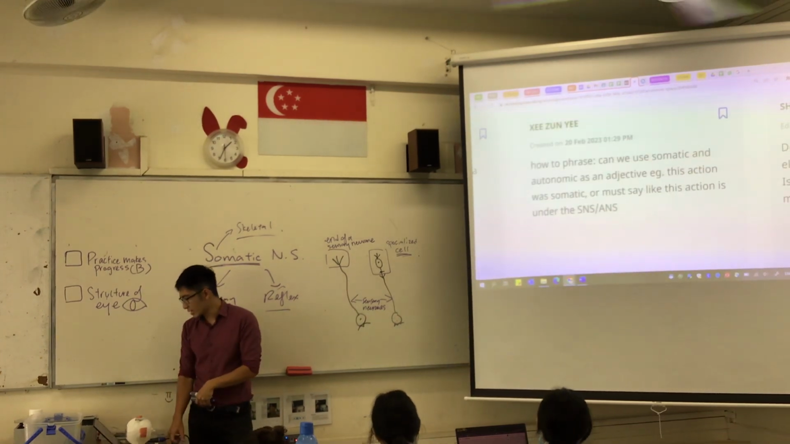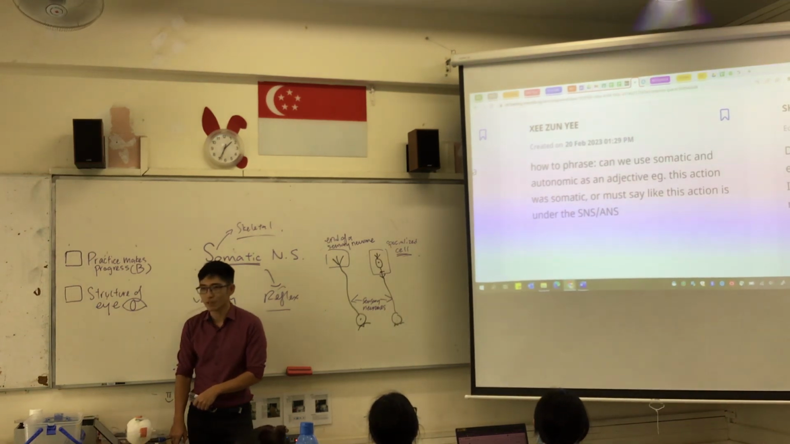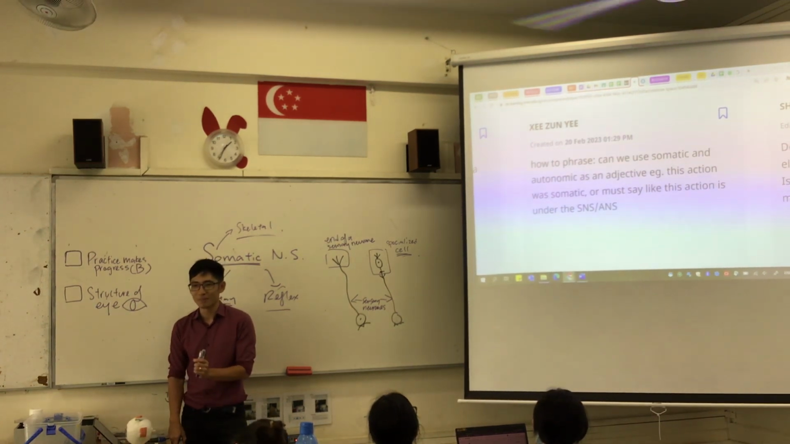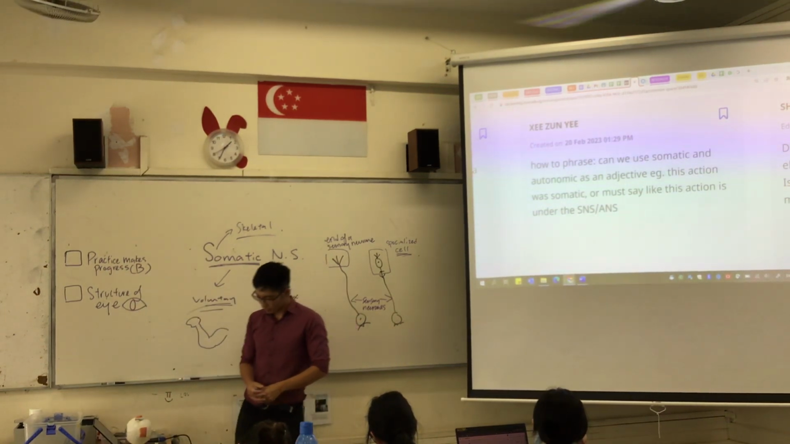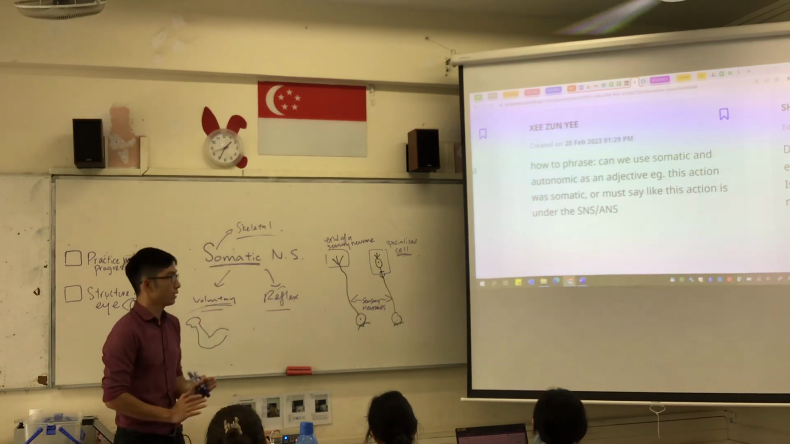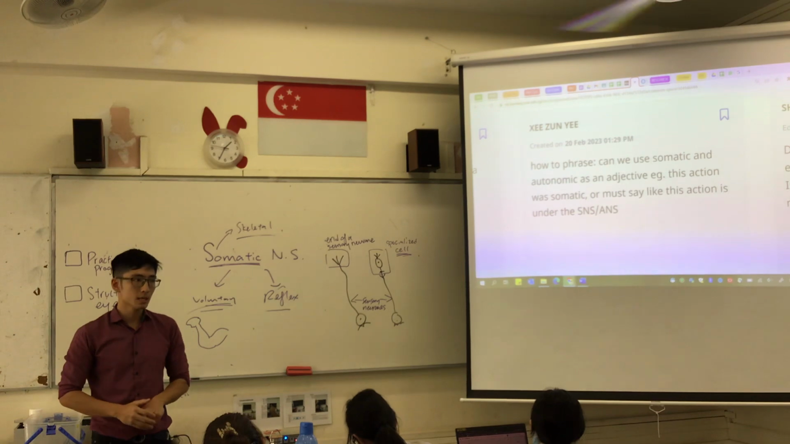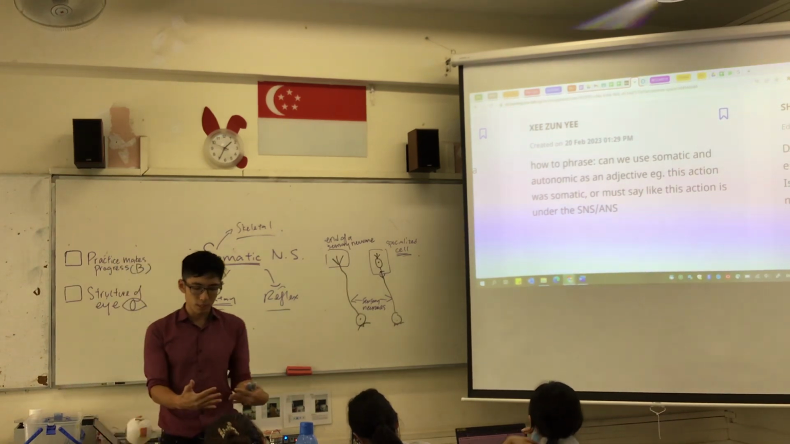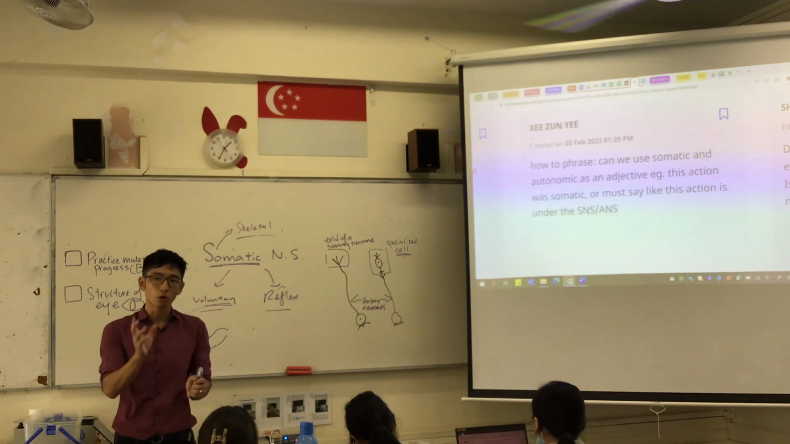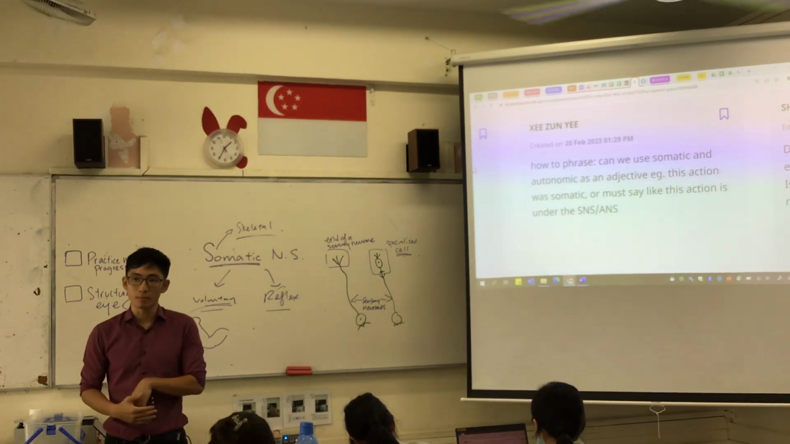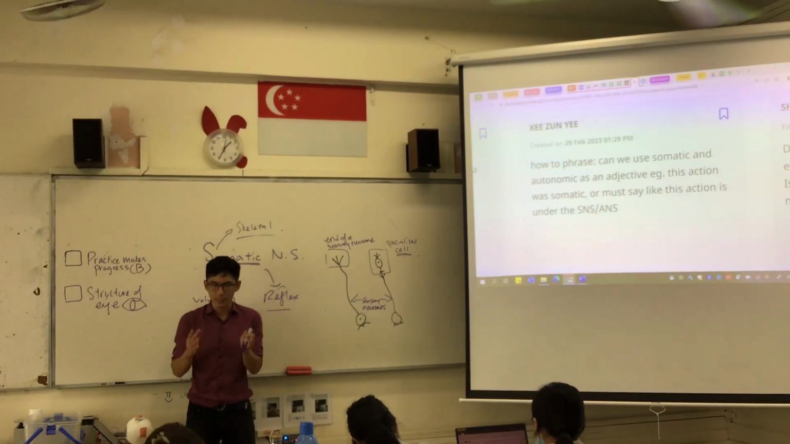Juni asks, can we use somatic and autonomic as adjectives? What's an adjective? To describe a verb. Okay, this action was somatic. Usually I see people use it this way. Somatic is normally attached to the nervous system. So someone may say that this particular action is controlled by the somatic nervous system. Usually they'll say it's controlled by which nervous system, somatic or autonomic. You don't attach somatic to the action; usually they attach it to the nervous system.